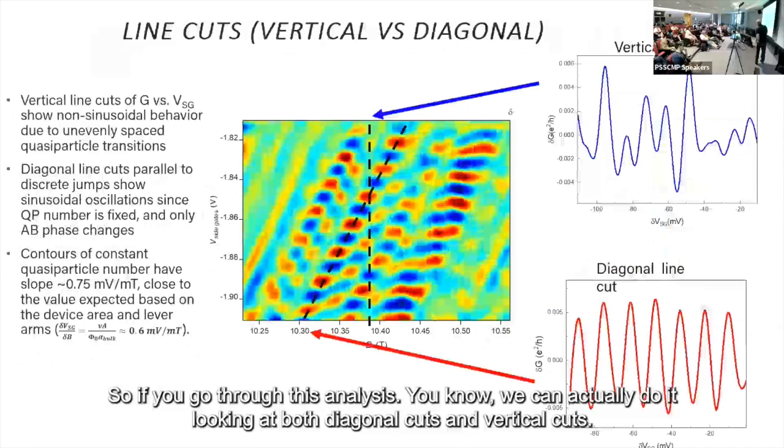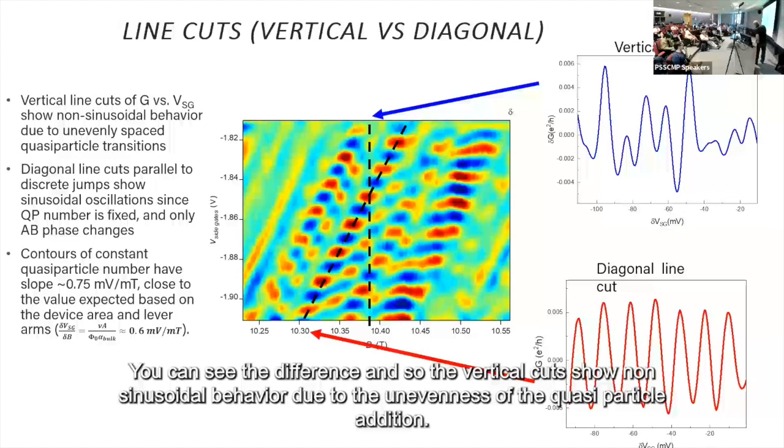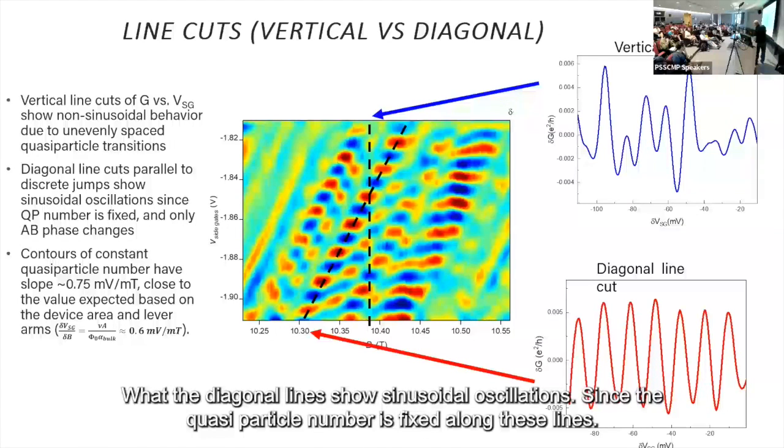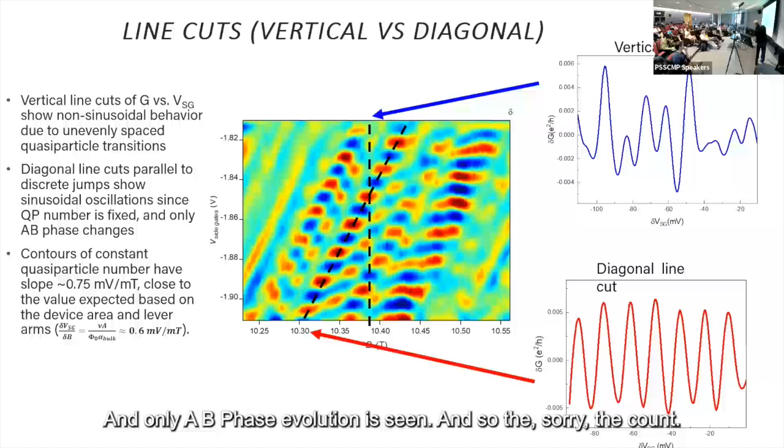So if you go through this analysis, we can actually do it looking at both diagonal cuts and vertical cuts. You can see the difference. And so the vertical cuts show non-sinusoidal behavior due to the unevenness of the quasi-particle addition. The transitions occur because of localized disorder, so you're not going to get periodicity in the vertical direction. But the diagonal lines show sinusoidal oscillations since the quasi-particle number is fixed along these lines, and only AB phase evolution is seen.